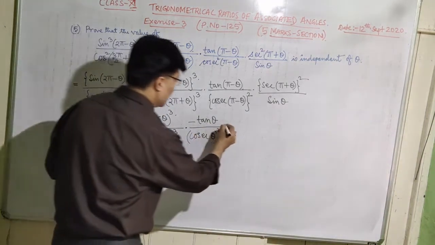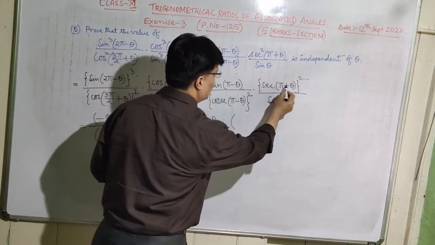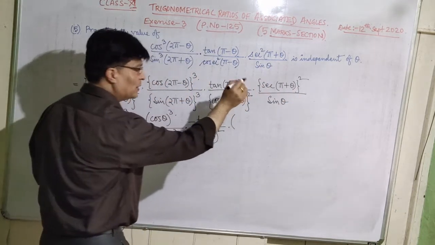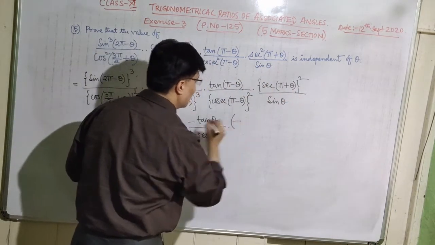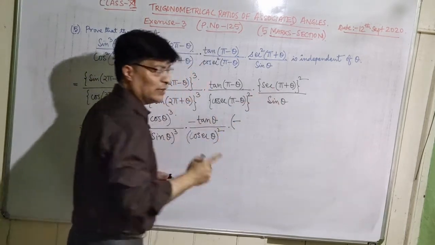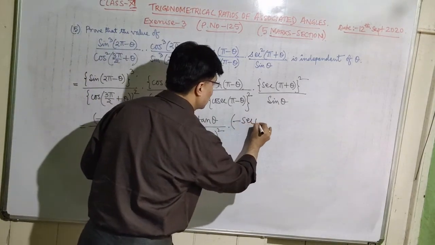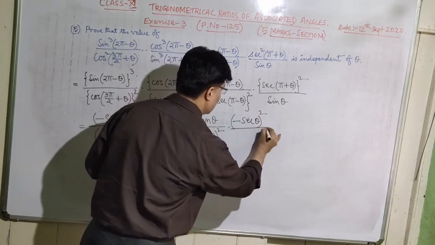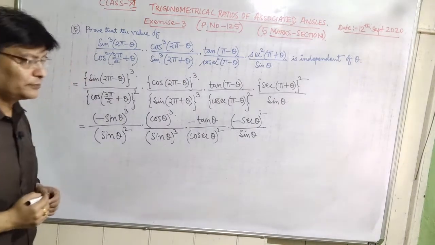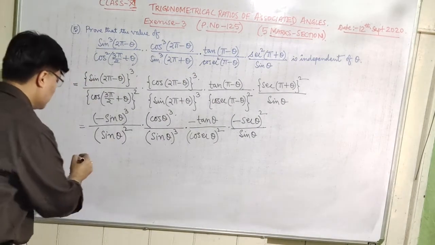Understood? So into, now within bracket, what about this sec pi plus theta? 180 plus theta lies in the third quadrant. In the third quadrant, sec is always negative. And since 180 degree is an even multiple of 90, sec remains same. So it is sec theta whole square divided by sine theta. I think you have understood it. So let us simplify it further.